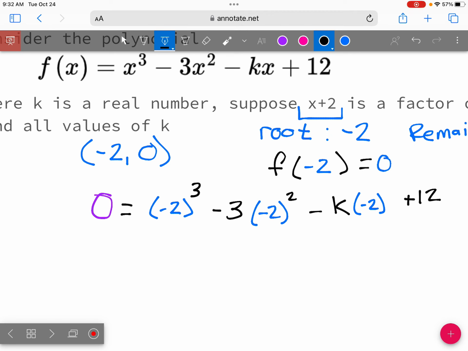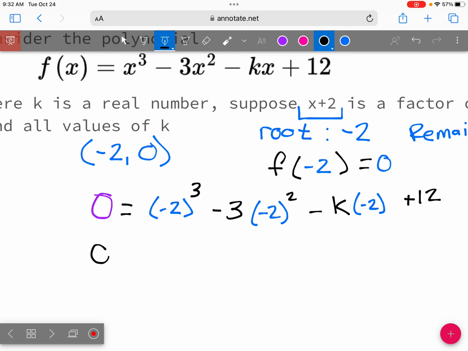Yes, Jim. Because of that remainder theorem, if we know that x plus 2 is a factor, because that's what they told us, that means we have a root of -2. And the remainder theorem says if we have a root that is a factor, its remainder is 0. So y is 0 when x is -2. It's a really overcomplicated way of giving the instructions. But the book loves to overcomplicate things. So we're going to simplify this and solve for k.